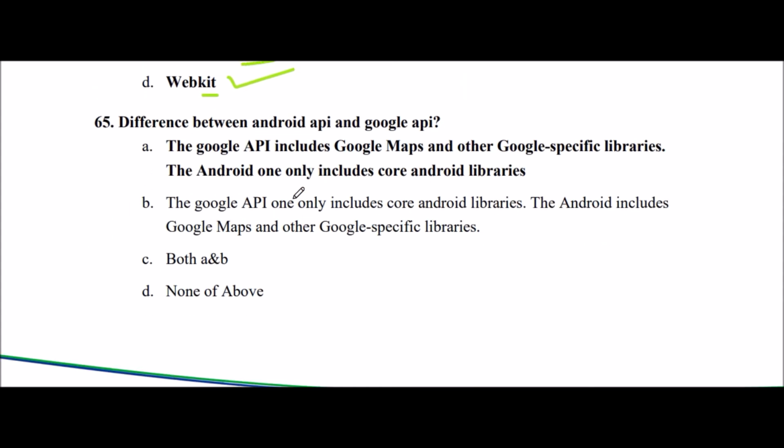Next question. Difference between Android API and Google API. A very important difference between Android API and Google API is that the Google API includes Google Maps and other Google specific libraries. On the other hand, the Android one only includes core Android libraries. Okay, so this is the difference between Android API and Google API.